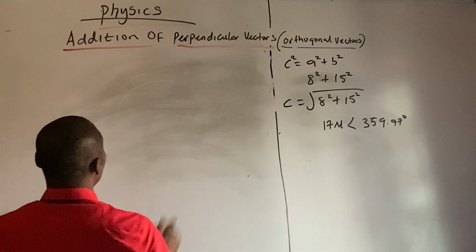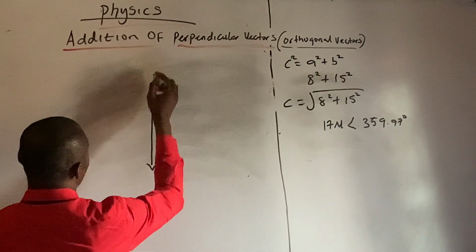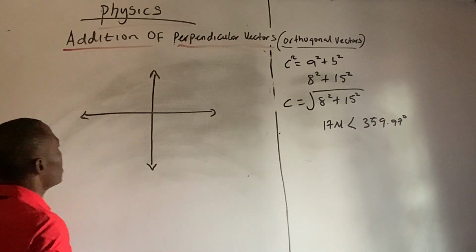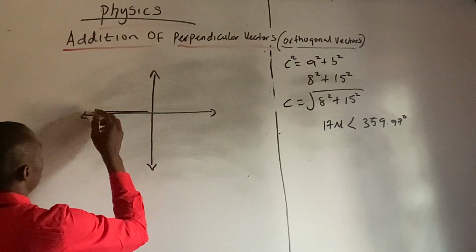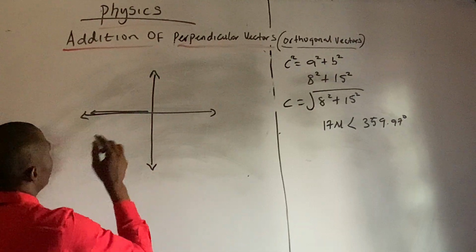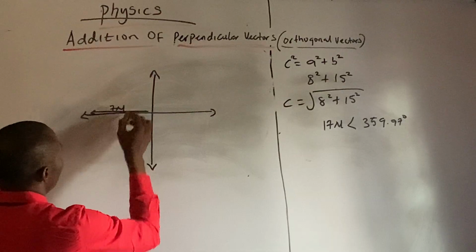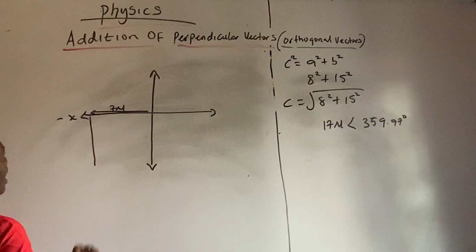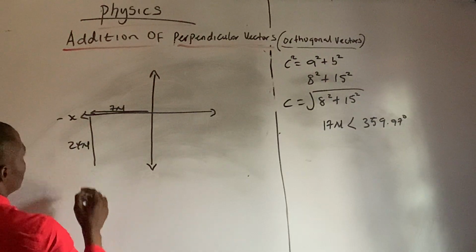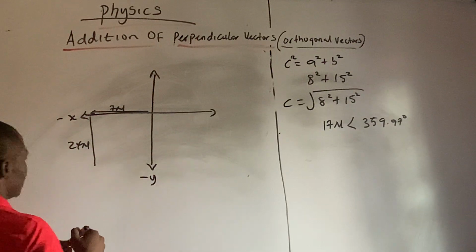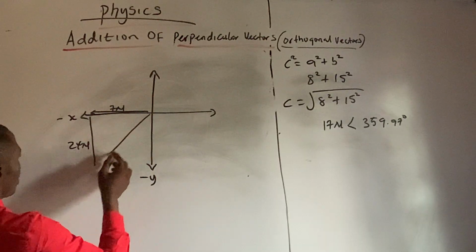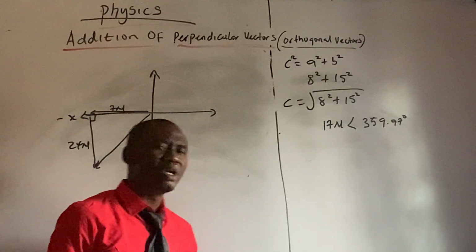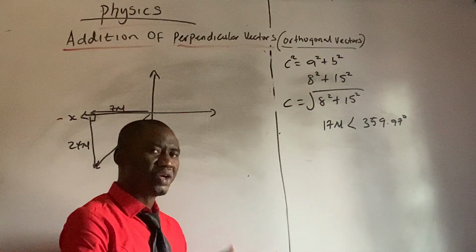Let's say we have this. Stay focused. We have a vector moving in this direction, and that vector is, let's say, 7 Newton, moving towards the negative x-axis. Another vector, let's say 24 Newton, is moving towards the negative y-axis. And you're asked to find the magnitude of this vector. Recall that perpendicular or orthogonal vectors are at an angle of 90 degrees to each other.